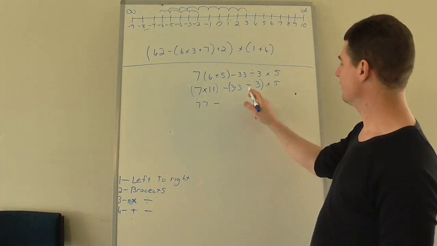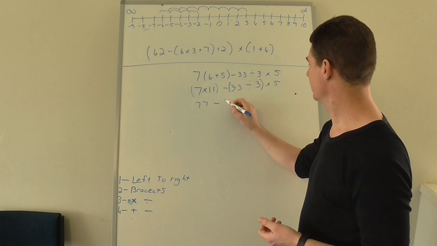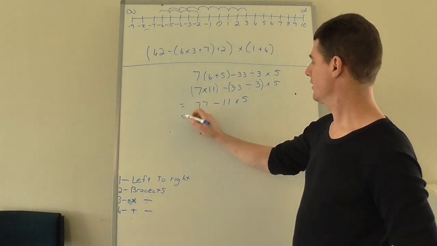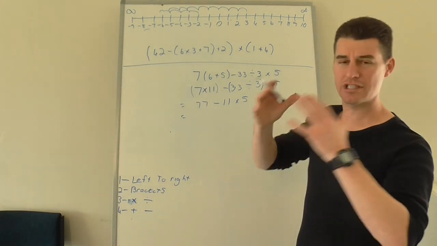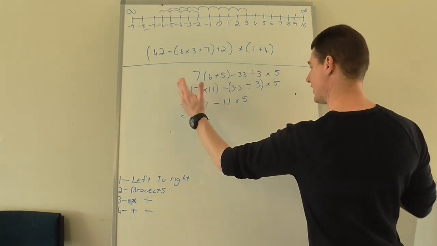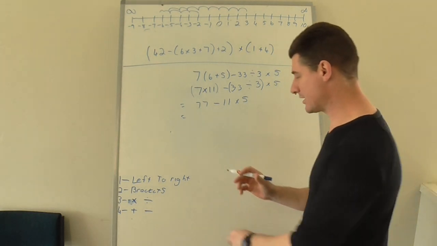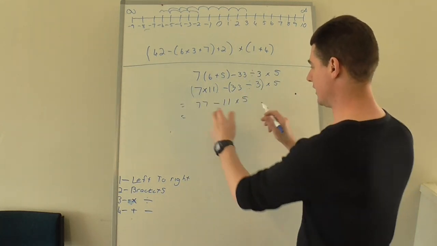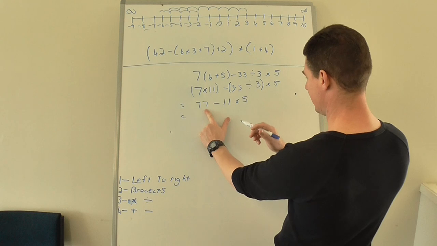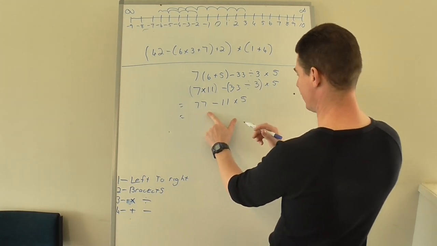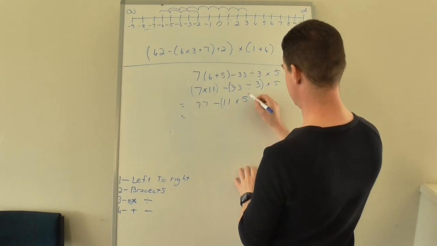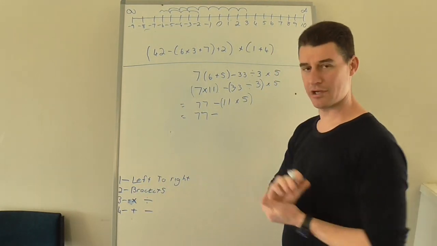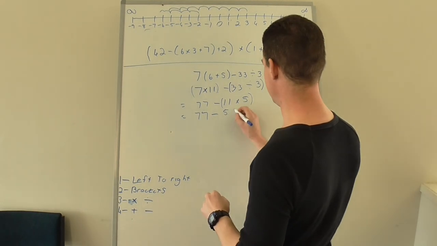Minus 33 divided by 3 is 11, multiplied by 5. All right. So now, once again, every single step, you start from the beginning and you work your way through. So now, once again, we work left to right. That's very important. Some people just start in the middle and start there. No, start here. Brackets, check, no brackets. Multiplication and division, yes. So I'm just marking that. So 77 minus, because once again now we're doing our bracket. 11 times 5 is 55.